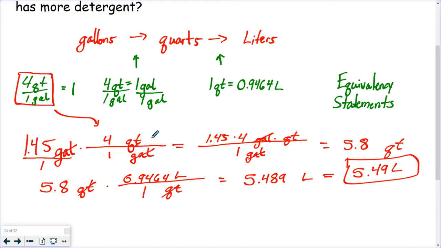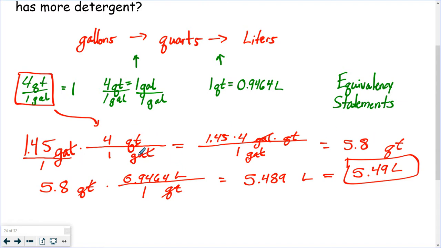If I multiply this out, remember from your math class how you multiply fractions. We take what's on top and multiply straight across, and we take what's on the bottom and multiply straight across. If you multiply straight across the top, you get 1.45 times 4 for the numbers, and you get a gallon times a quart for the units. If you multiply straight across the bottom, you get 1 times 1, which is 1, and a gallon. The gallons end up canceling here, and we're left with quarts. So when we multiplied by this conversion factor with gallons on the bottom, we canceled our gallons out and turned our unit into quarts. 5.8 quarts is the same as 1.45 gallons.